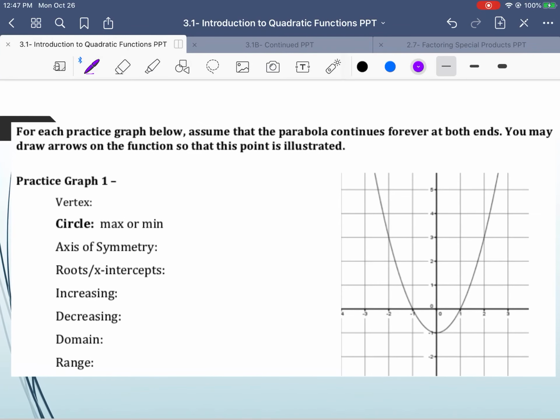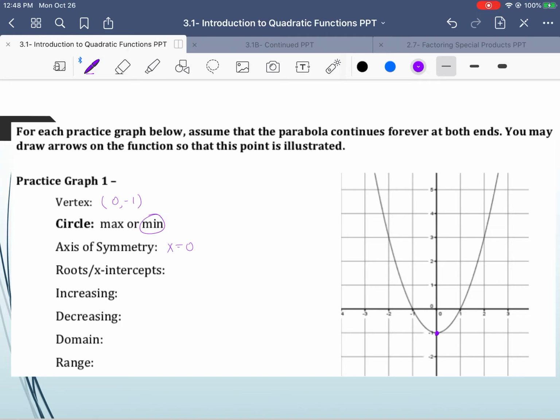So let's try this on a couple of these. The first one, again, if I'm going to identify the vertex here, the vertex is going to be at (0, -1). So it's that low point, and because it's a low point, we call that vertex a minimum. The axis of symmetry, if I were to fold this graph in half, it would fold right there on the y-axis. So that axis of symmetry is also x equals 0.